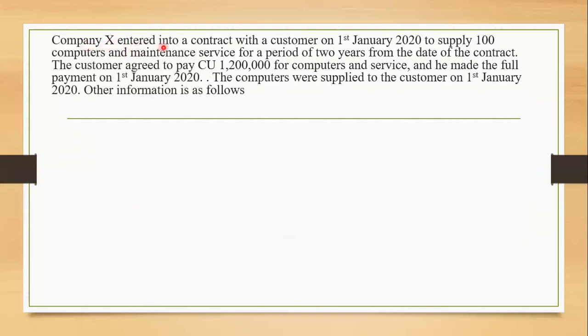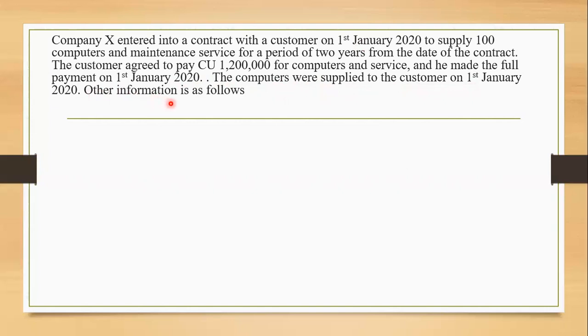Company X entered into a contract with the customer on 1st January 2020 to supply 100 computers and maintenance service for a period of 2 years from the date of the contract. Here, the date of the contract is 1st January 2020. The customer agreed to pay currency unit 1.2 million for computers and the service, and he made the full payment on 1st January 2020. That means the customer has made the payment on the date of the contract. The computers were supplied to the customer on 1st January 2020.